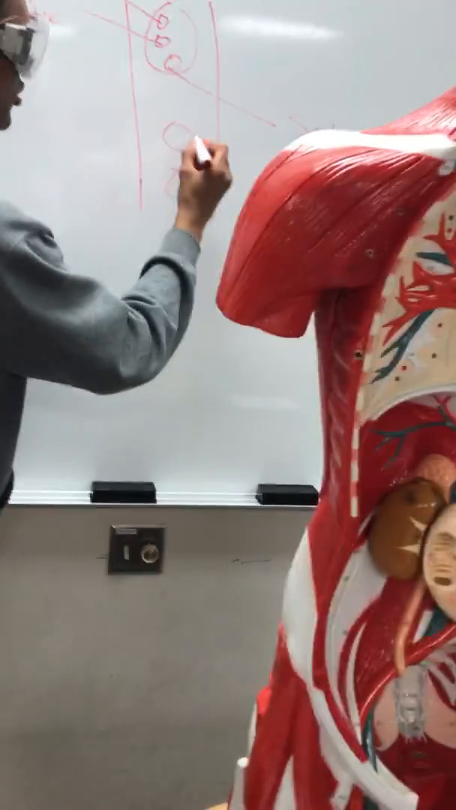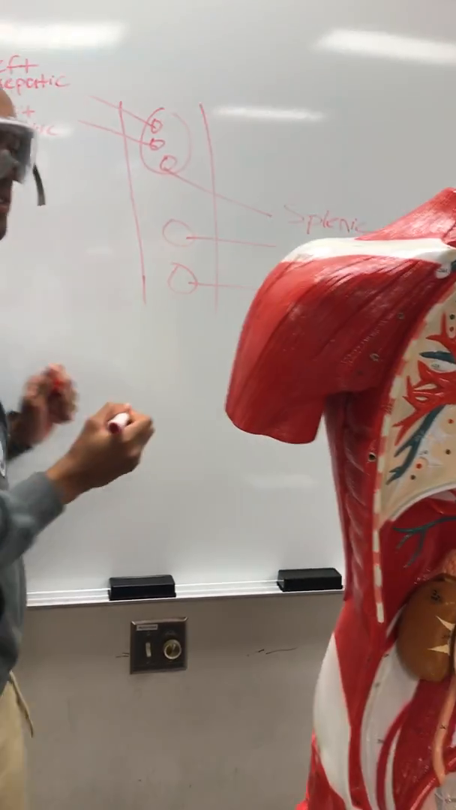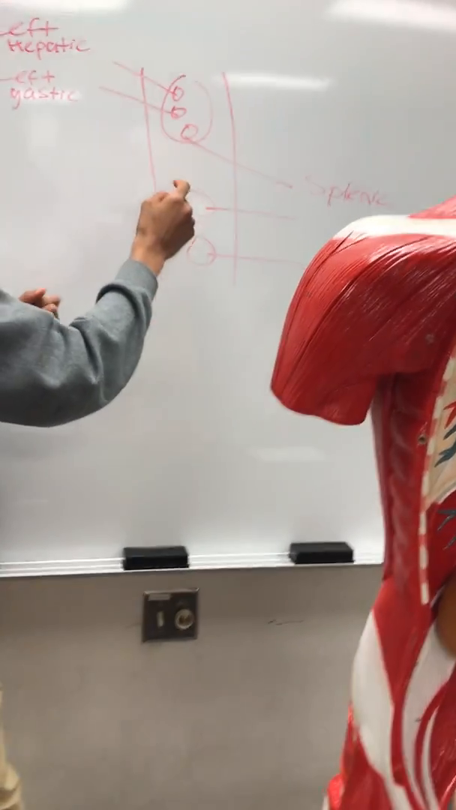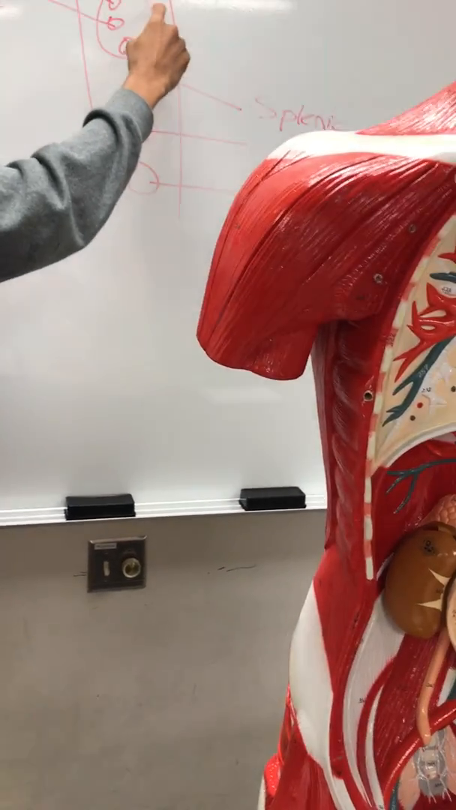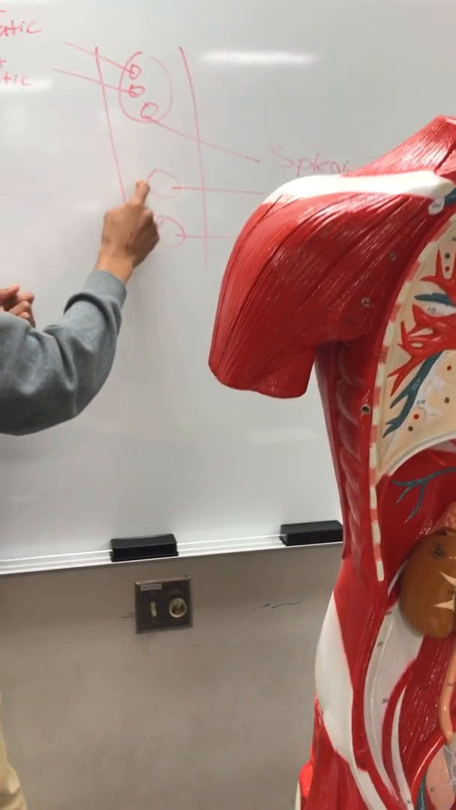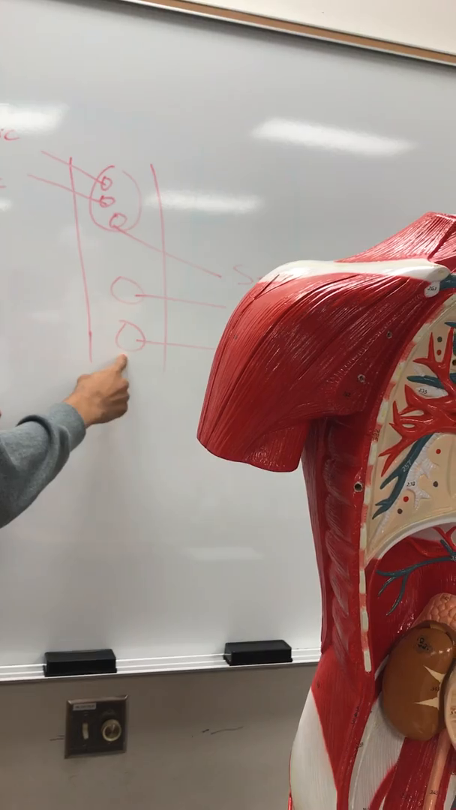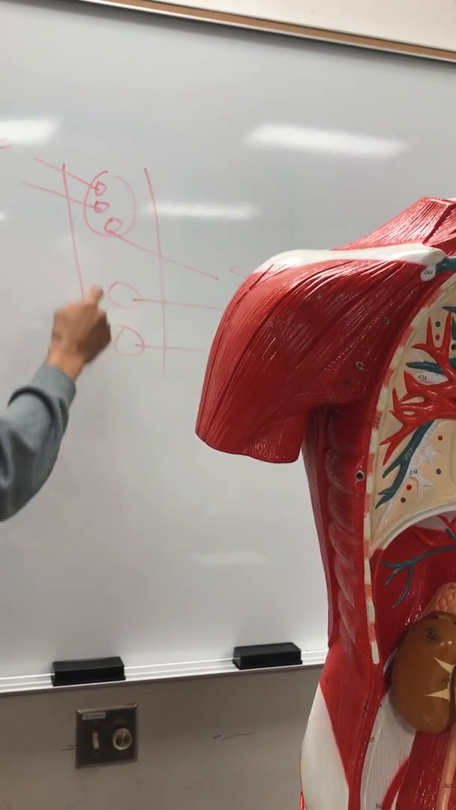Inferior mesenteric would be below the superior mesenteric. Does that make sense? So it goes celiac trunk, superior mesenteric, and inferior mesenteric. Does that make sense? Because it's below, inferior. Good.